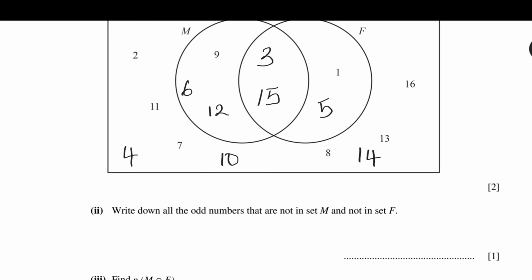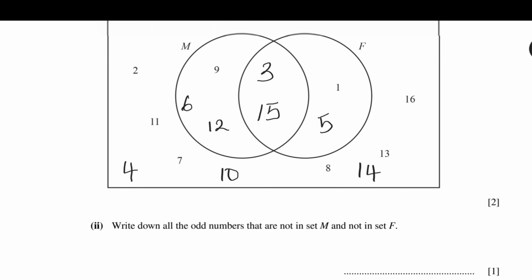Up next, we have to write down all the odd numbers that are not in set M and not in set F. Your Venn diagram should help with this. If a number is not in set M and not in set F, that means it is out here. So what are the odd numbers that are out here? The first one I see is 7. Then I see 11. And also I see 13. So those are the odd numbers that are not in set M and they are not in set F.